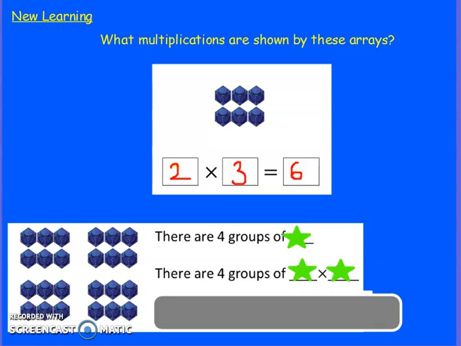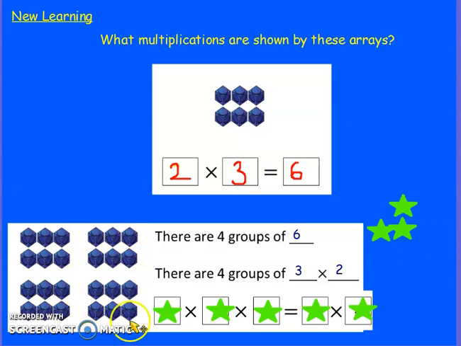So we've actually got 4 groups. 1, 2, 3, 4. We've got 4 groups of 6. So there are actually 4 groups of 3 times 2 or 2 times 3. It's the same as what we did before, but there's 4 lots. So what this picture is showing us is 3 times 2 times 4, because we've got 3 times 2 here and we've got it 4 times.